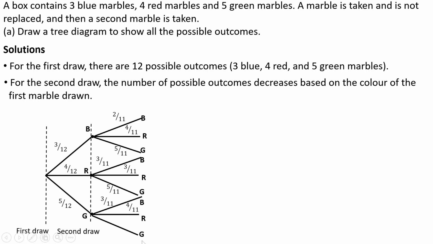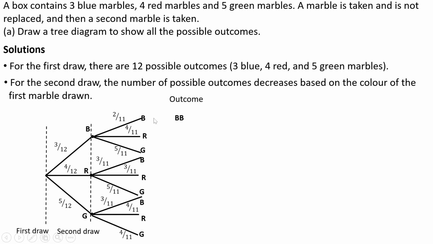Then for the green, if the first one picked was green and it wasn't replaced, meaning the total number of green remains what? 4. Again, since it was not replaced, the total number of beads remains 11. So it will be 4 over 11.